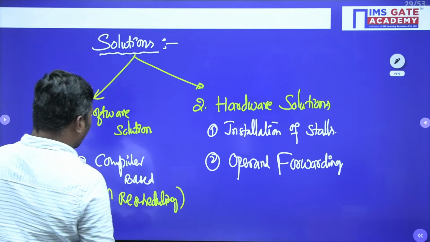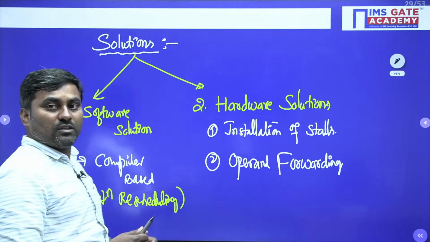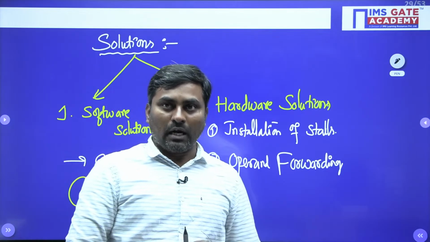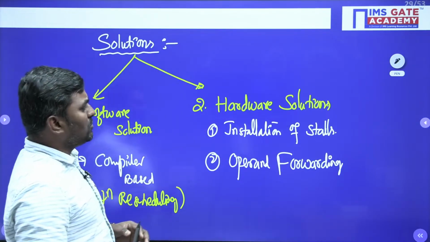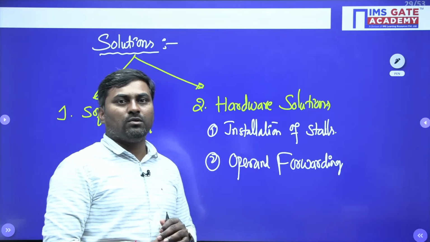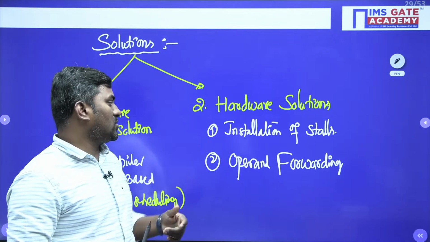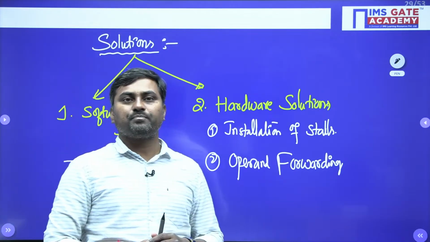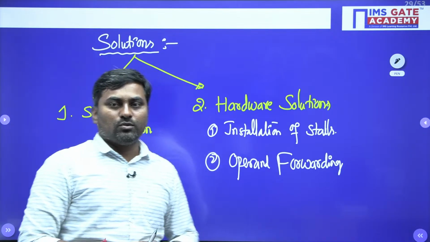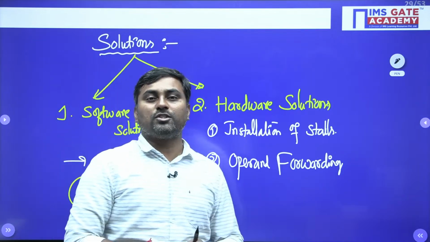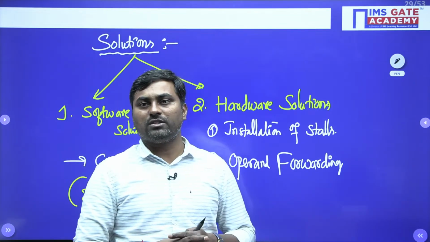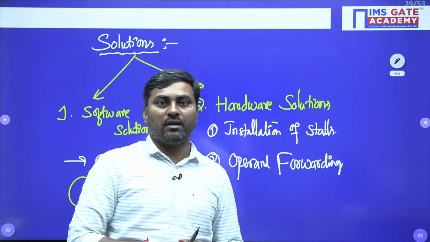If I do the rescheduling of instructions, that can avoid the data dependency problem, but with a little complex overhead. We can also look into the hardware solutions, that is insertion of stalls and operand forwarding. Clear? So there are 3 approaches we have for dealing with data dependency problems. We will discuss each one by one, then we will conclude which one is better among the 3.